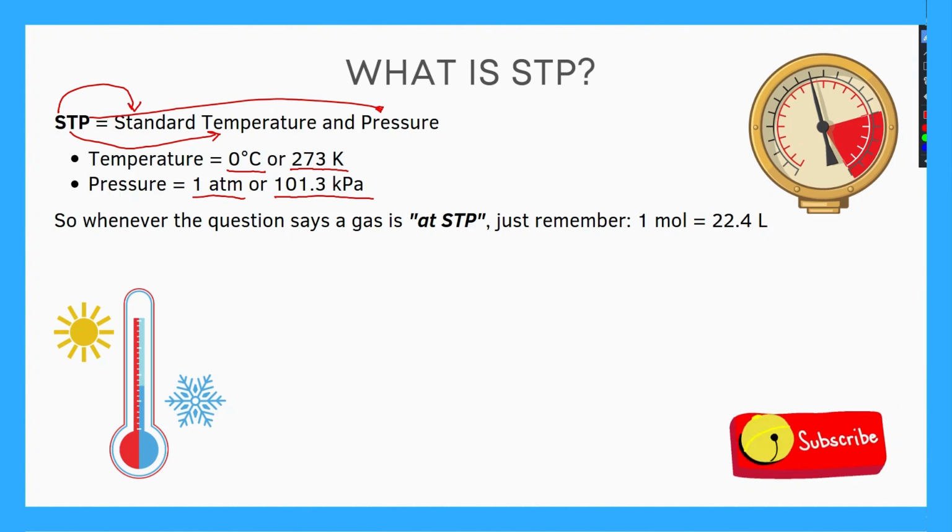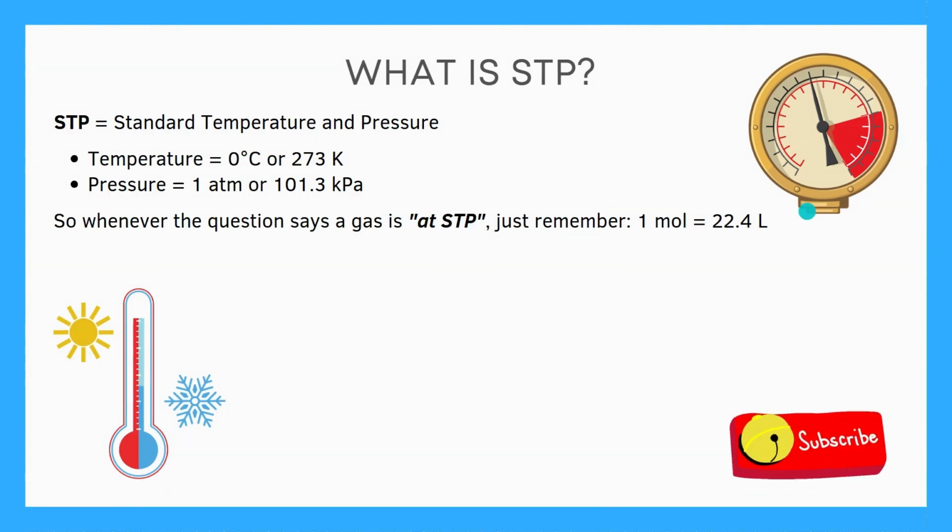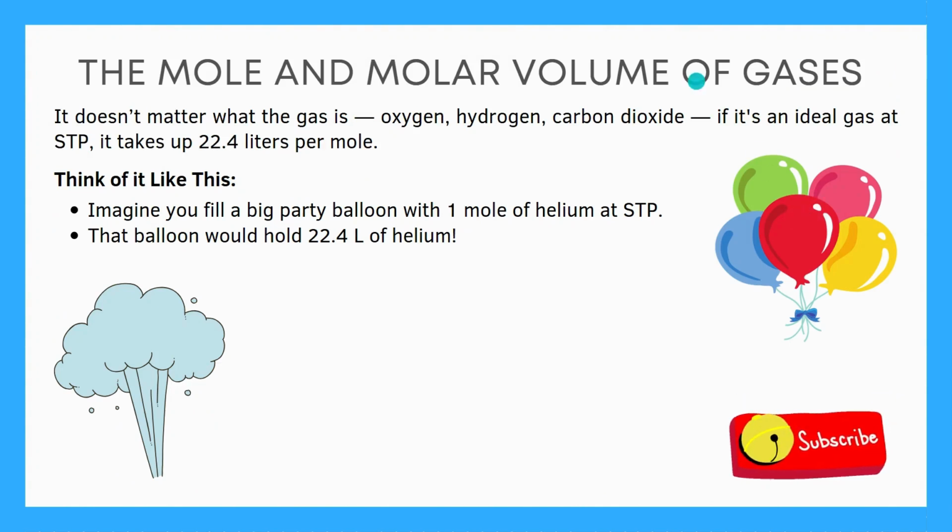So whenever you hear people say a gas at STP, it simply means its temperature is 273 degrees Kelvin or 0 degrees Celsius, and its pressure is 1 atmosphere or 101.3 kilopascals, and it also occupies a volume. 1 mole will occupy a volume of 22.4 liters. That is 1 mole of a gas at standard temperature and pressure. So now that we know these parameters, let's proceed into the next thing. Let's talk about the mole and the molar volume of gases.